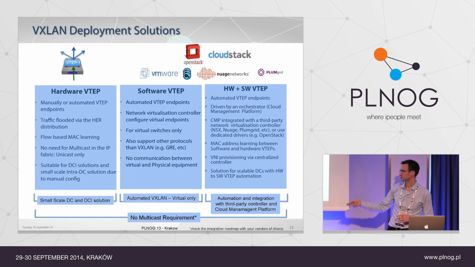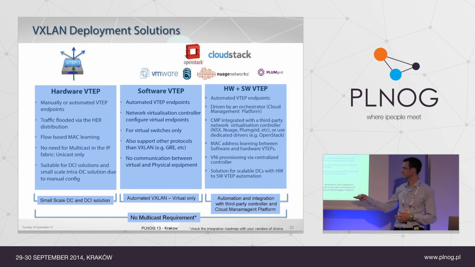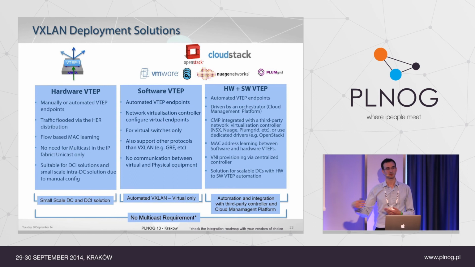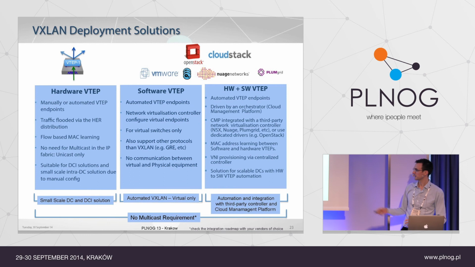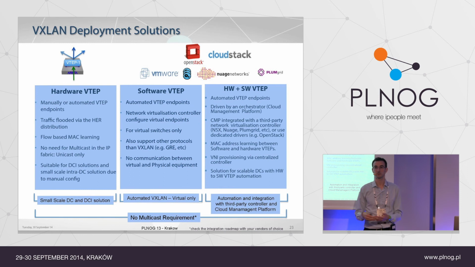The pure hardware VTEP is usually, especially in a manual configuration, suitable for small-scale data centers, cloud, or a DCI solution. The pure software VTEP is suitable for a cloud. However, the consideration is that it's for virtual only. Right? It's only for VM to VM, which is a solution that might require some virtual gateway. The virtual gateway has resilience limitations as well as performance limitations. And the hardware plus software VTEP requires an orchestrator, because by default, the software VTEP will not be able to communicate with the hardware world. You don't have knowledge about it.